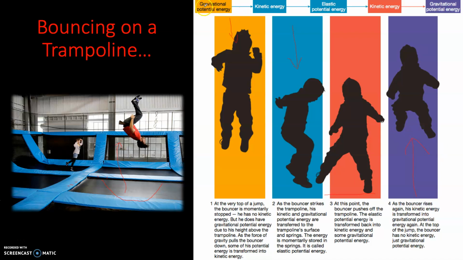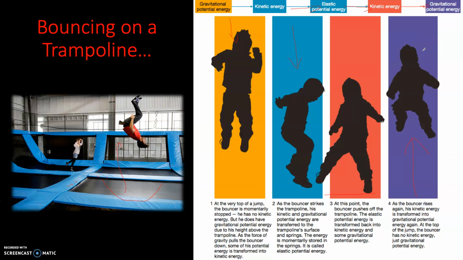All right, we've got gravitational potential energy when you're at the top of the jump, which converts into kinetic energy as you fall back towards the trampoline. The trampoline stretches, the springs stretch, and your kinetic energy is transformed into elastic potential energy. And then that elastic potential energy is released and transformed into kinetic energy as you fly back up into the air, and then you generate more gravitational potential energy.